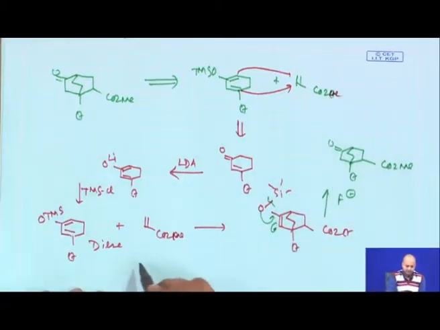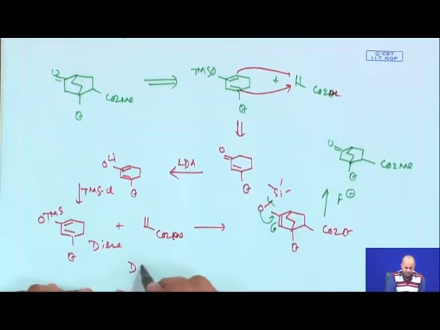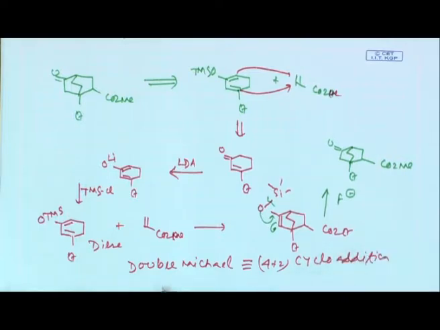So, now I say that by this mechanism it is evident that a double Michael is equivalent to a 4+2 cycloaddition, is it not? So, in terms of FGI, a double Michael is nothing but a 4+2 cycloaddition.